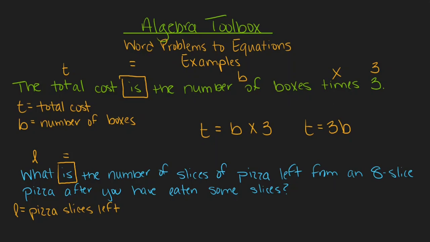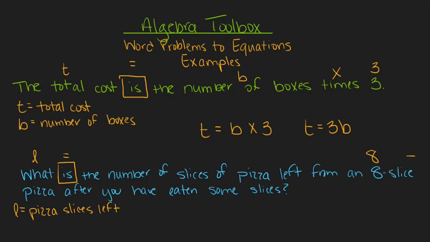All right, so we have from what is the number of slices of pizza left. That's all handled with L equals. Now we know we're taking that from an 8-slice pizza. So 8 slices was our starting point. And then we're taking something away from that 8-slice pizza. That tells me that I'm probably doing subtraction or division. That's the way that we take things away. This problem isn't asking me to take away equal groups or create equal groups with that pizza. So I'm probably doing subtraction instead of division. So we start with 8 and then we take away or subtract some slices that you have eaten.